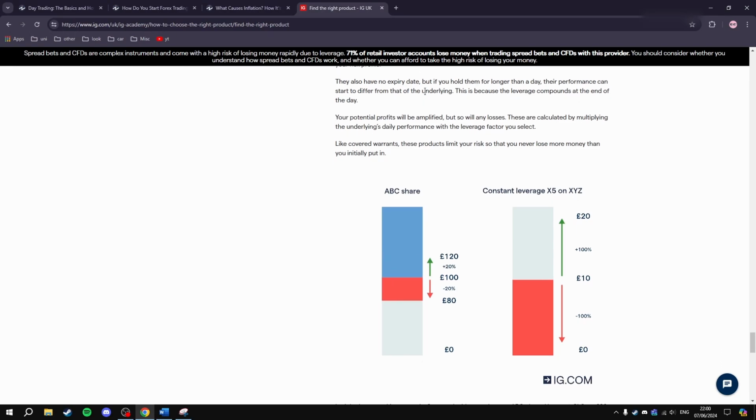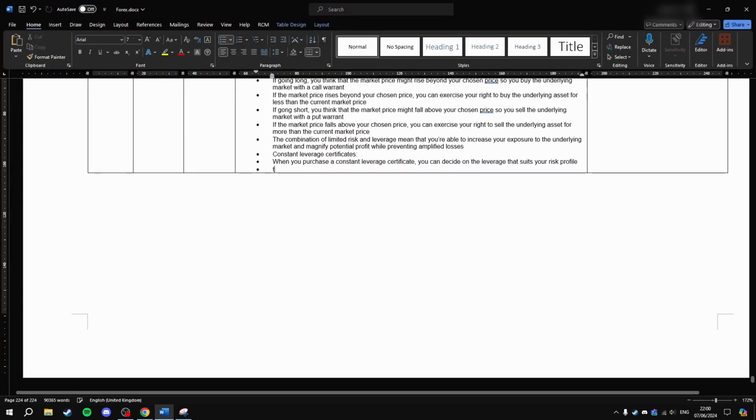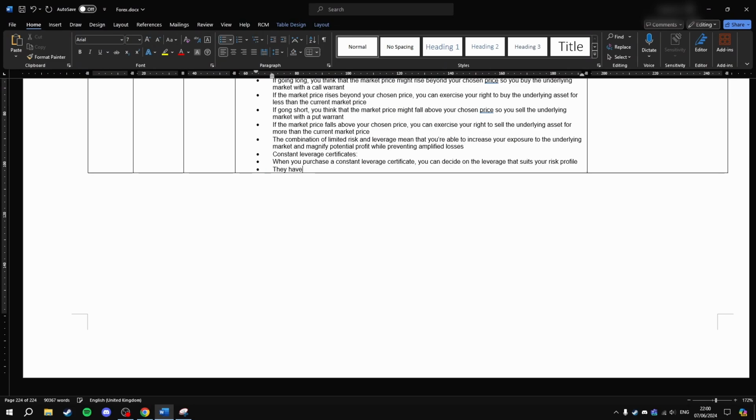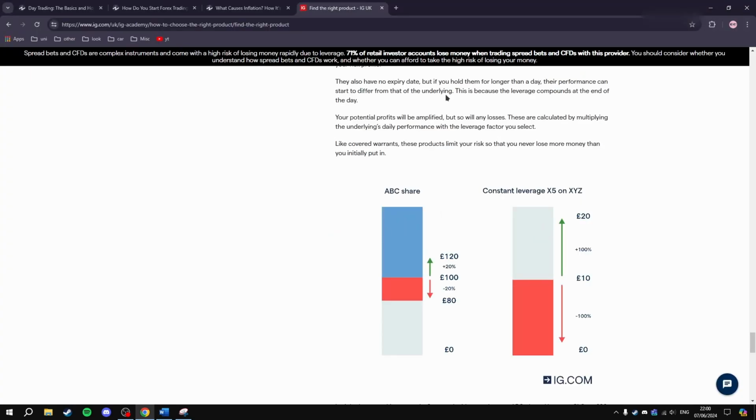They also have no expiry dates, but if you hold them for longer than a day, their performance can start to differ from that of the underlying. This is because the leverage compounds at the end of the day.